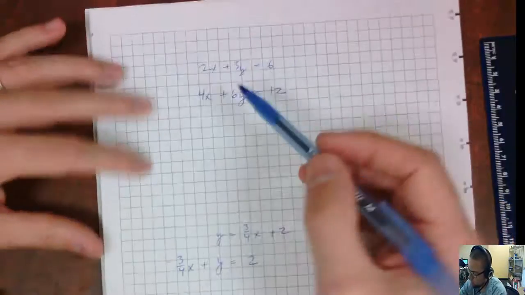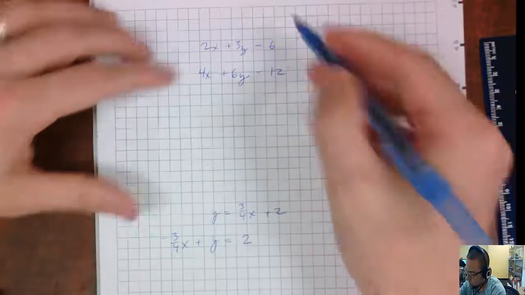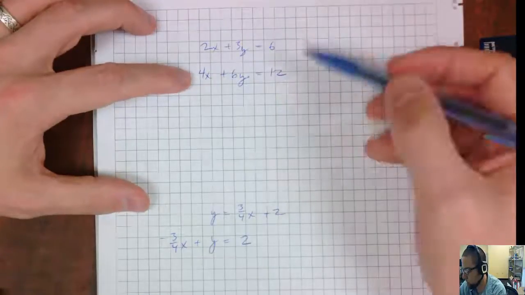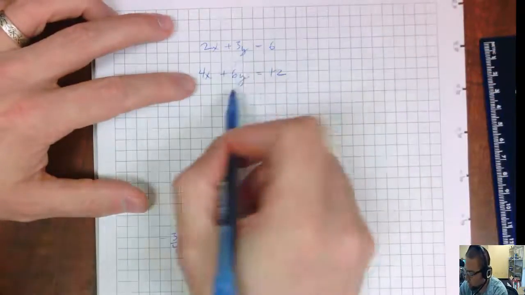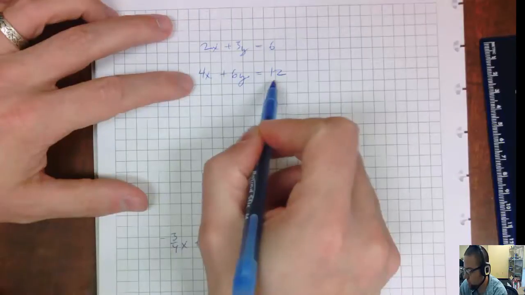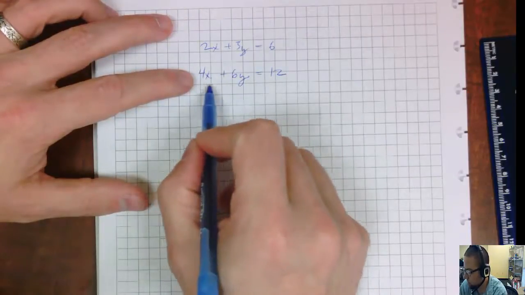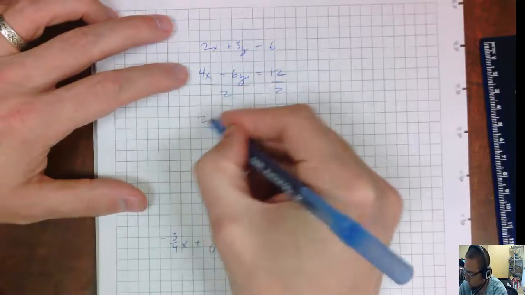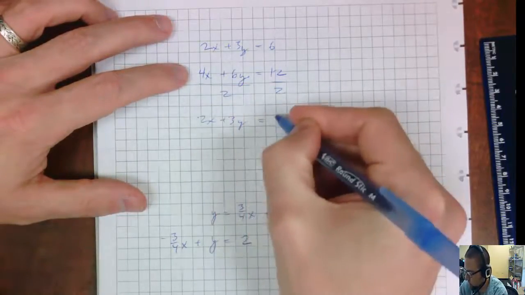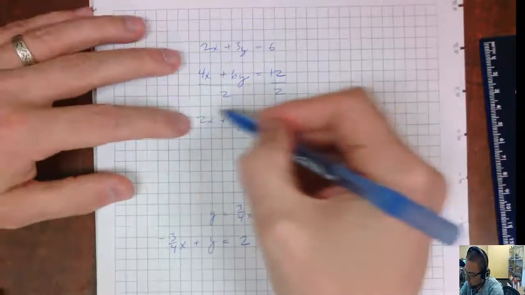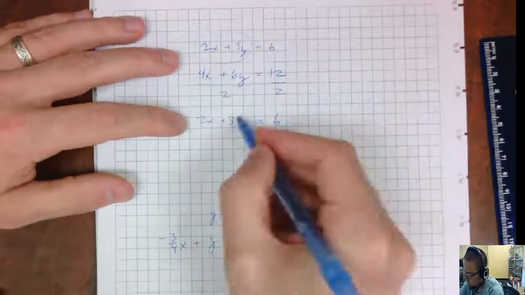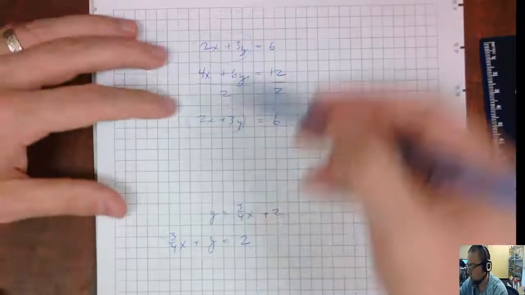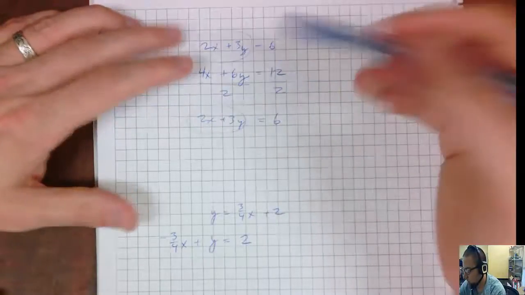Here's another example. I have 2x plus 3y is equal to 6, and 4x plus 6y is equal to 12. This is a little bit tricky, and what's happening here is we have an equation that's just off by a factor. If I divided both sides by 2, this would be 2x plus 3y is equal to 6. So I could recognize that this blob is equal to 6, and then this blob is also equal to 6 here. So it's not really telling me any new information. All it's saying is the same exact thing.